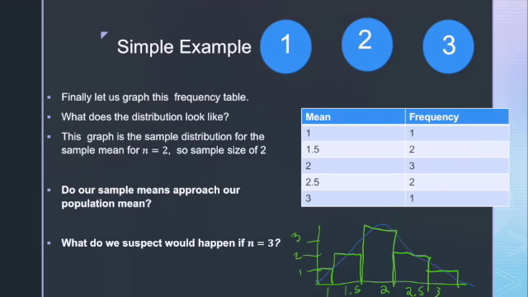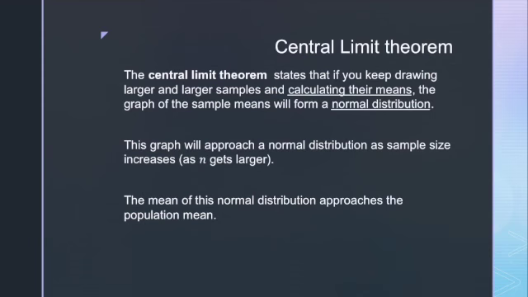What do you think would happen if I got samples of size 3? My graph would get closer and closer to a normal distribution. This is found, and we can prove this, using the central limit theorem. So the central limit theorem states that if I keep drawing larger and larger samples from a population and calculating their means, the graph of the sample means will form a normal distribution, right? The graph approaches a normal distribution as my sample size gets larger, and the mean of this normal distribution approaches our population mean, right? We want to find our population mean. That's the goal.